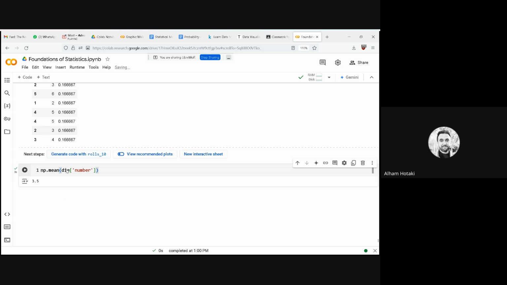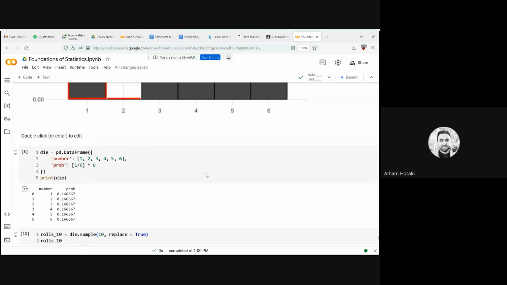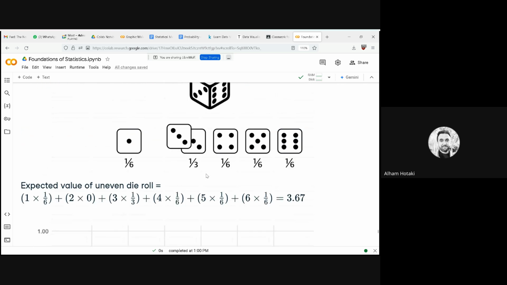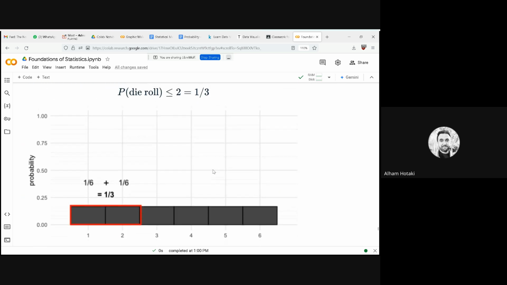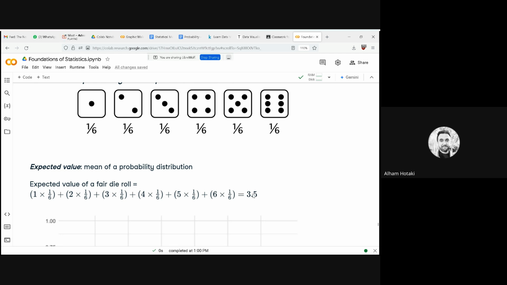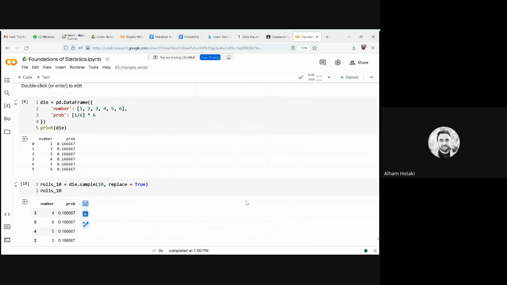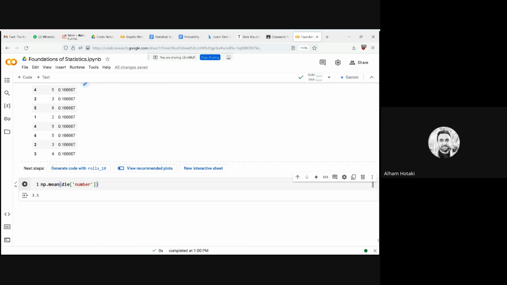So the average of this die is 3.5, and it should be 3.5. Why? This is how we calculated that it will be 3.5 all the time whenever you're rolling it. And let's visualize this.